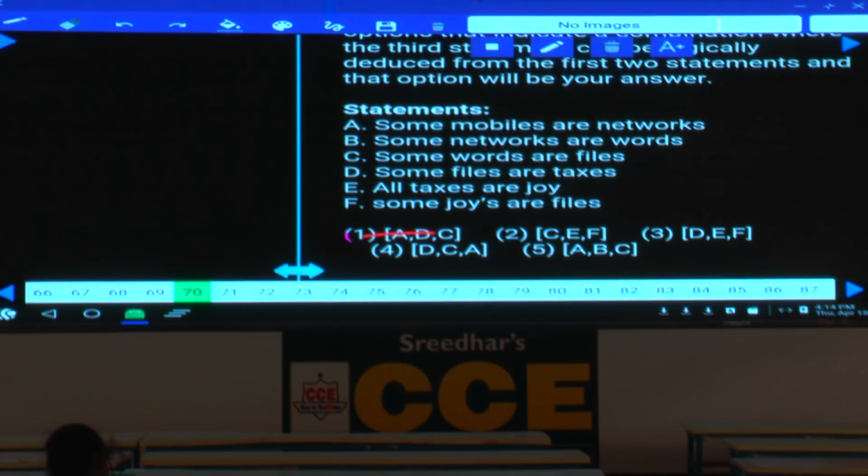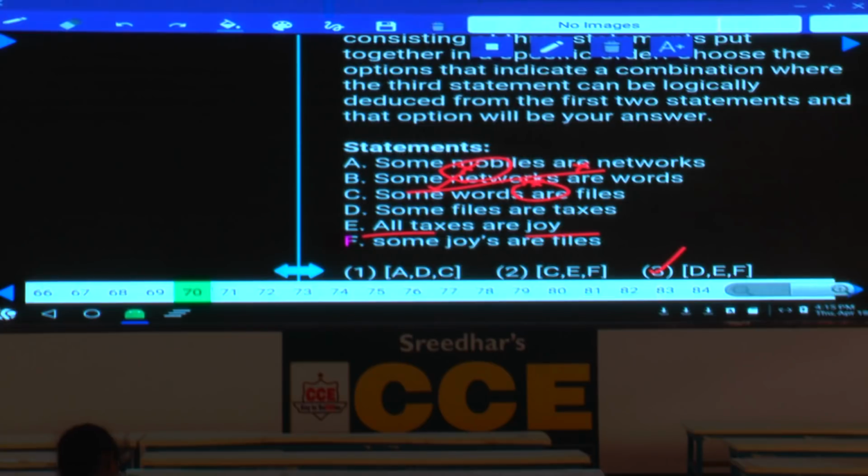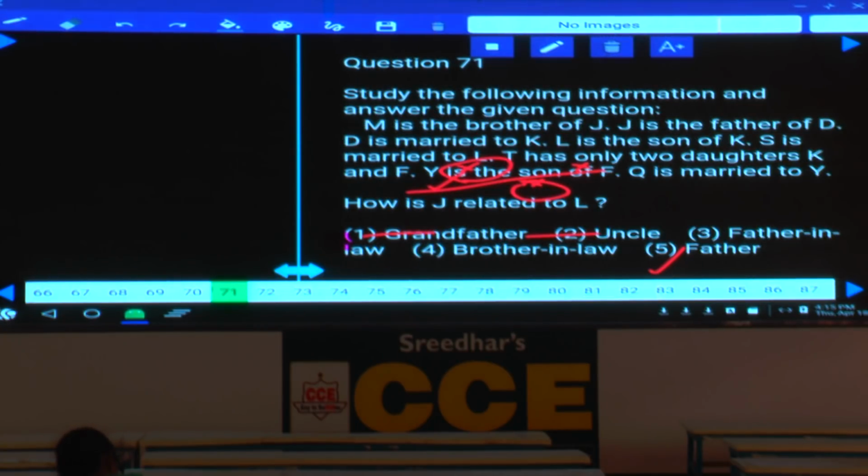Then choice 2, C, E and F. Now in C and F, all words are files, all taxes are joined. There is no middle term between these two, and this is also ruled out. Then D, E and F, some files are taxes, all taxes are joined. File is cross and cross, and tax is tick and cross. Middle term tax is distributed. Now we are left with files and join. Some files are joined is definitely true. That is choice 3, D, E, F. Done with this? Now this is about question number 66 to 70.